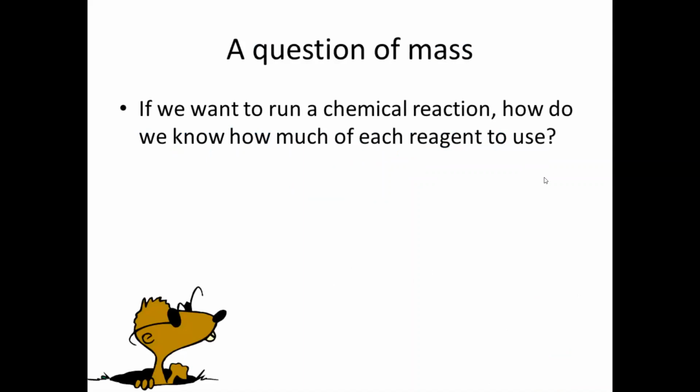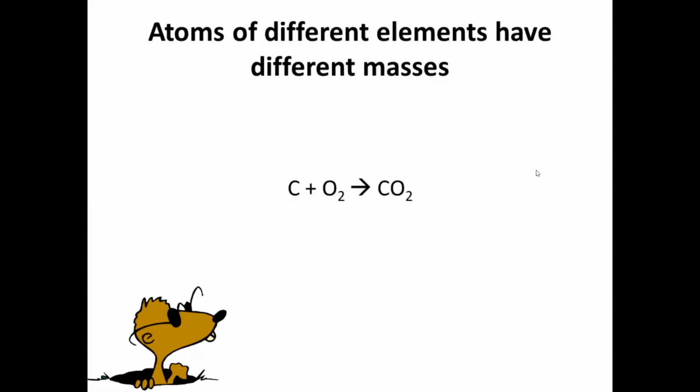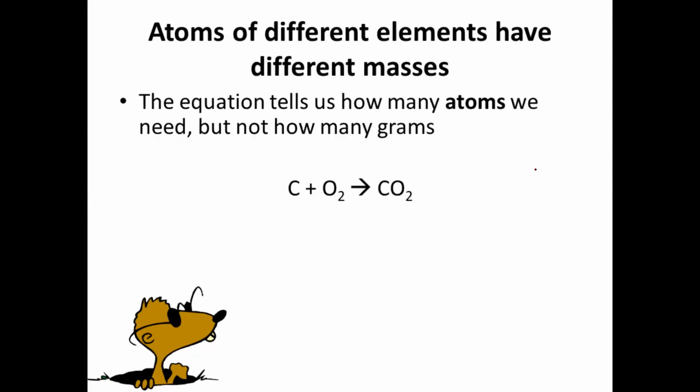If you want to run a chemical reaction, how do we know how much of each reagent to use? What do you think? Well, the chemical equation of a chemical reaction can give us some sort of information there, right? It tells us 1 carbon atom with 1 oxygen molecule gives me 1 molecule of carbon dioxide. Unfortunately, atoms of different elements have different masses. So the equation tells us how many atoms we need, but not how many grams.